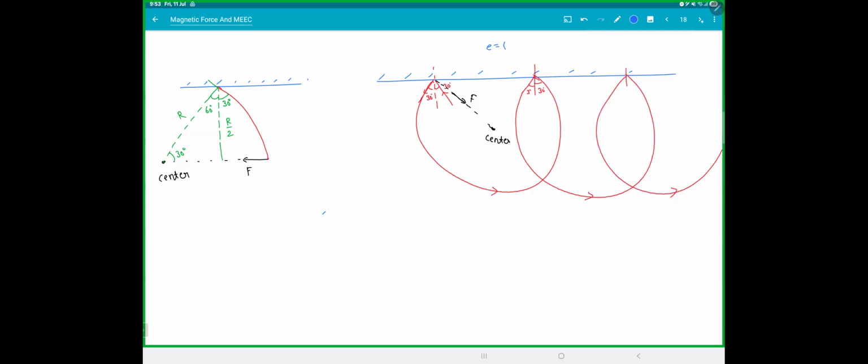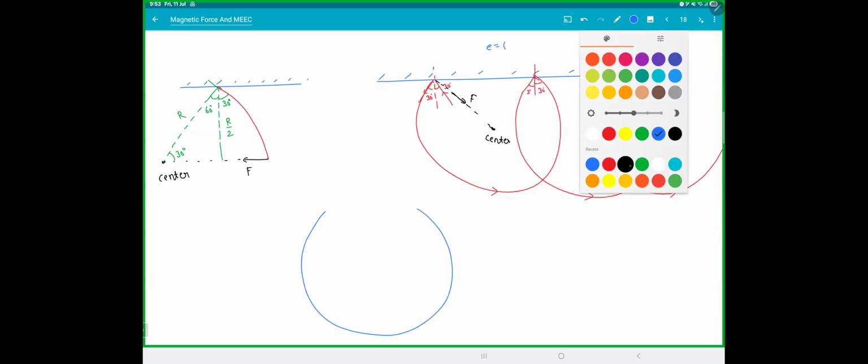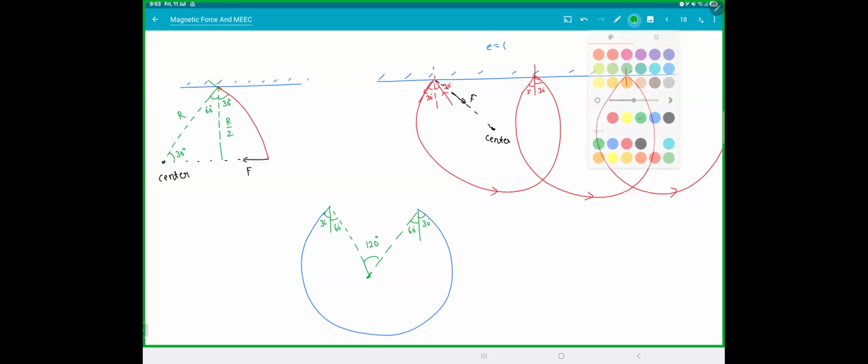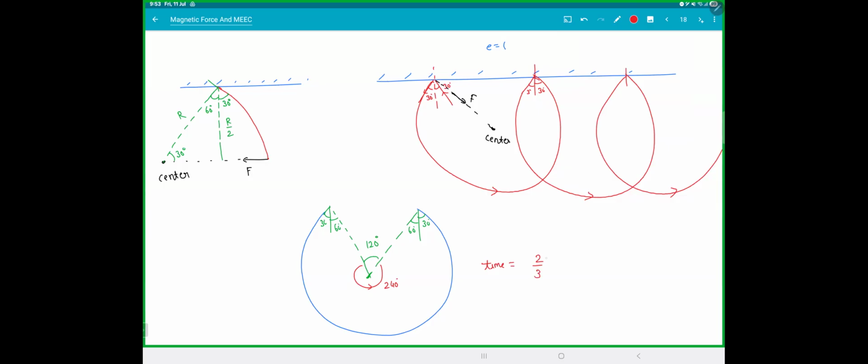Now, if you just look at this circle here, from the center, we saw this angle vertical. This is 30 degrees. This is 60 degrees. 60 degrees and 30 degrees, meaning this is 120 degrees. Meaning it is going in a circle of 240 degrees. Therefore, the time will be 2/3 of the time period. Is that clear, everyone? It's more of a geometry. You're not letting it make it a complete circle.